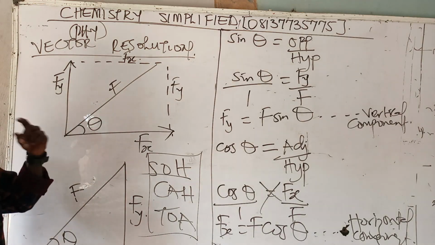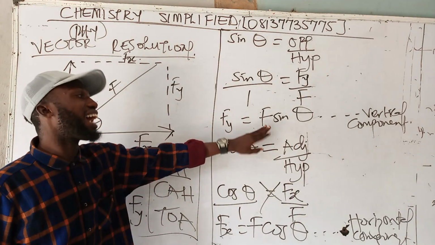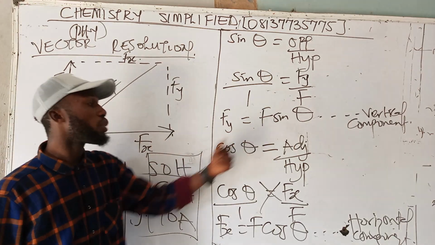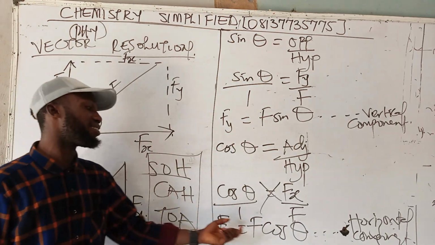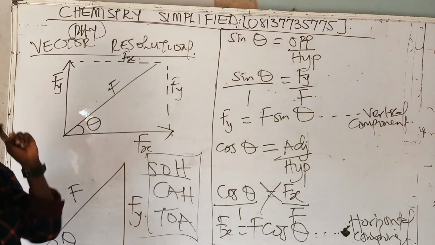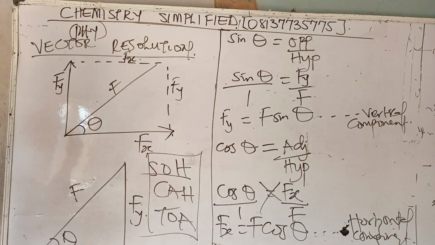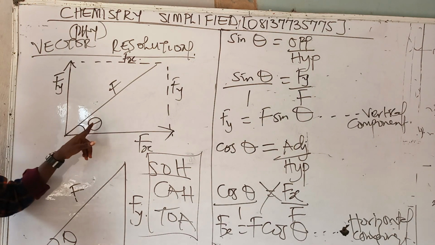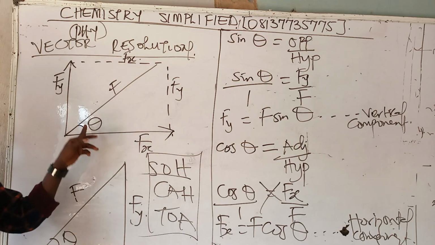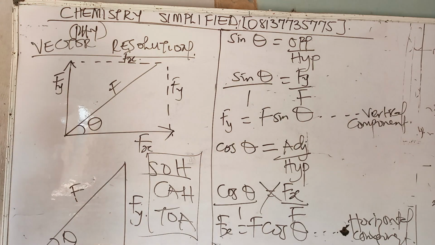That means if we are resolving the force vertically, the formula is F sin theta. If we are resolving the force horizontally, the formula is F cos theta, provided that our angle theta is to the horizontal. Please note that very, very well.